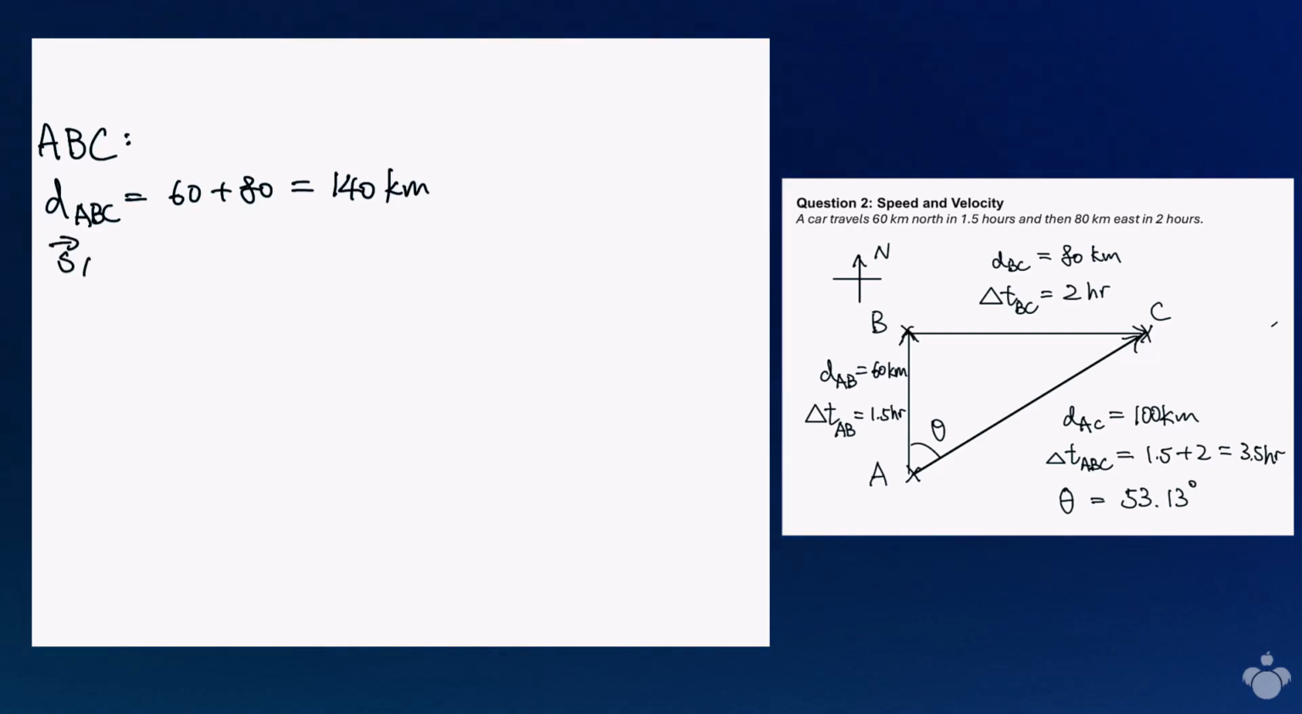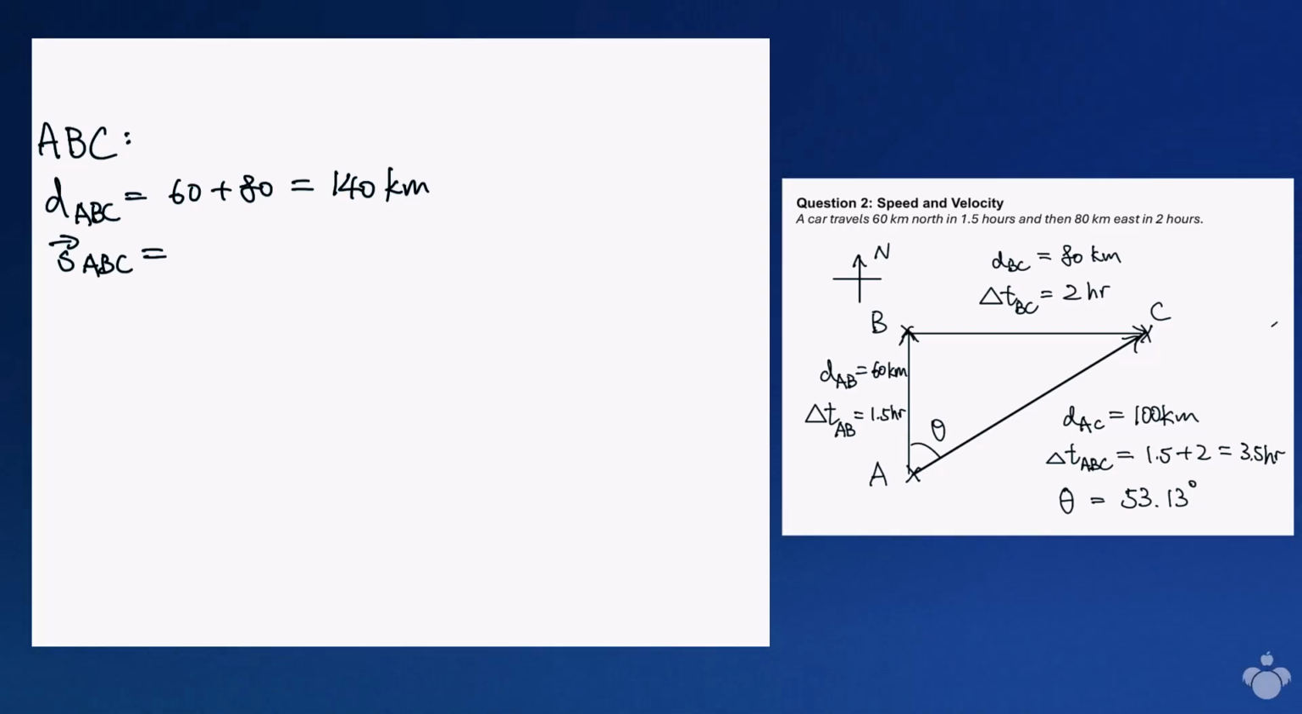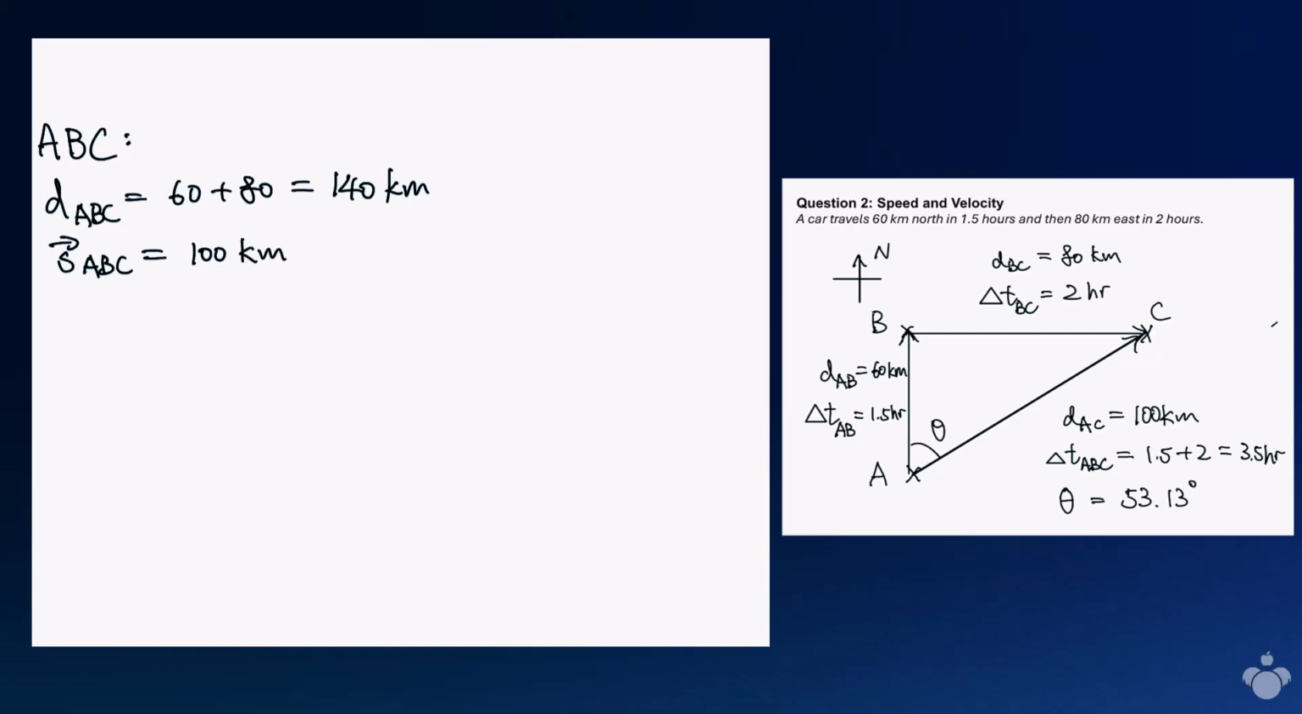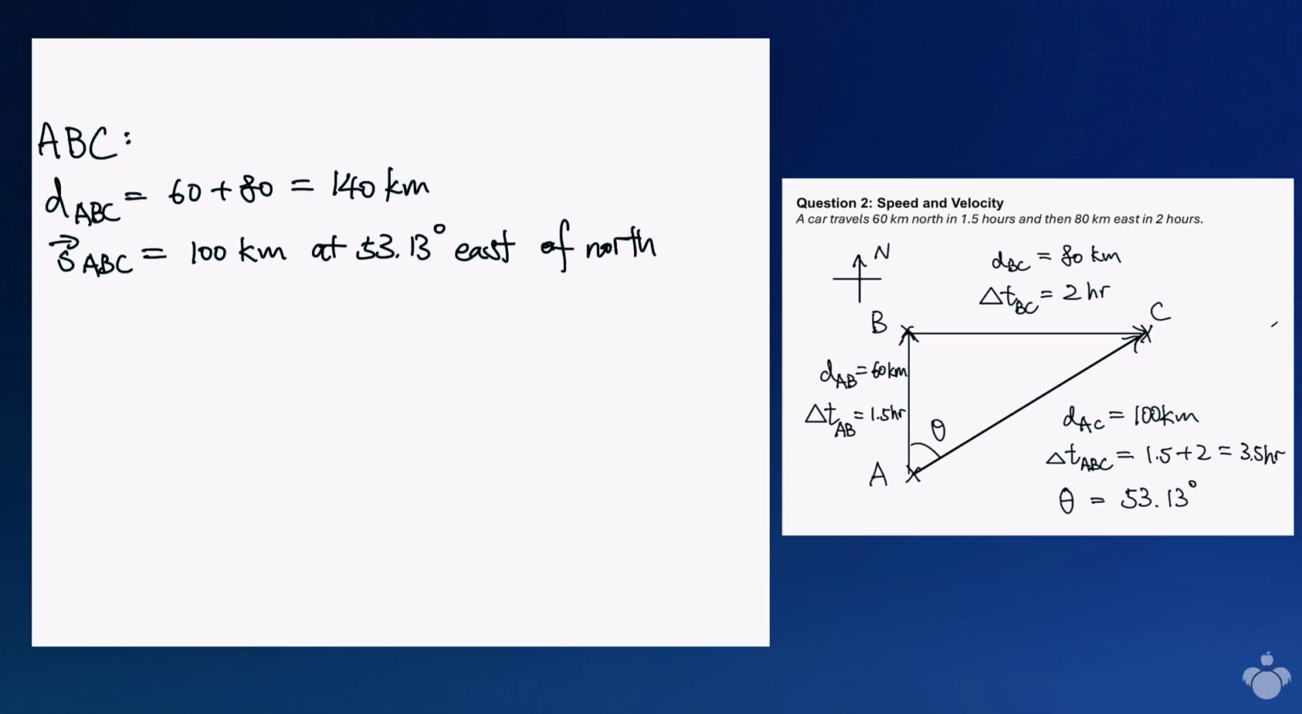The total displacement ABC is the straight line distance between the starting point, A, and the final point, C, with the direction. According to what we calculated earlier, it is 100 kilometers at 53.13 degrees east of north. The total time for the entire journey, delta T ABC, is the sum of the time for each segment. 1.5 hours plus 2 hours equals 3.5 hours.